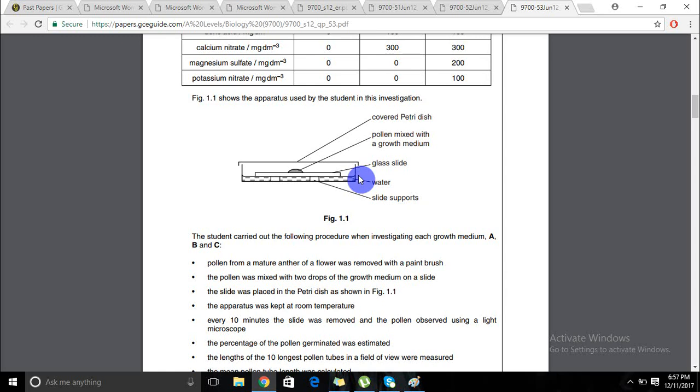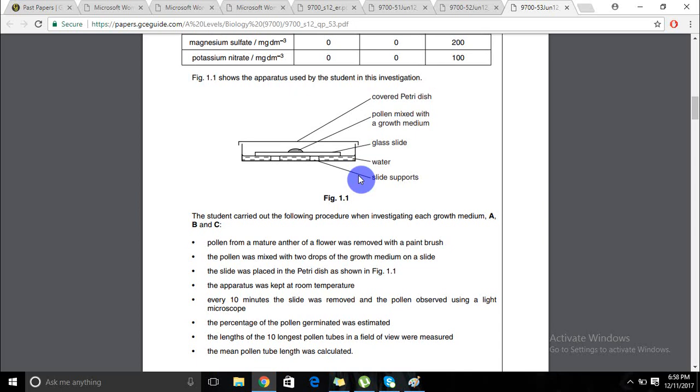So at intervals of 10 minutes the slide was observed using a light microscope, and the percentage of the pollen germinated was investigated. And the length of the 10 longest pollen tubes in a field of view were measured, and the mean pollen tube length was calculated. So number 1, the first step has to do with the acquirement of the pollen.